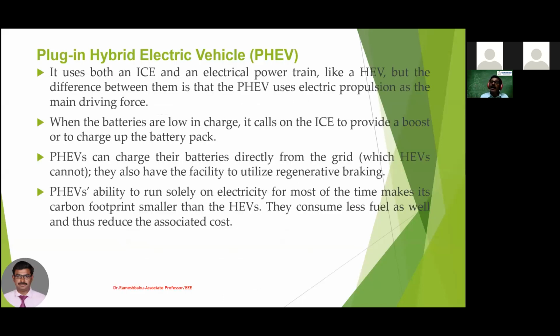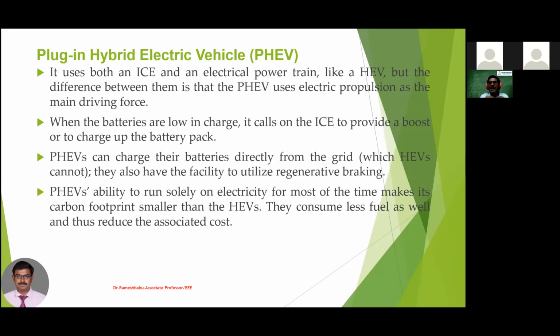Next, the plug-in hybrid electric vehicle. From the name, you can see it is plug-in. So the battery gets power from the grid also. At the same time, you can get power from braking. So the battery gets energized in two ways, through the grid or through the braking system. The battery gets the energy in both ways.